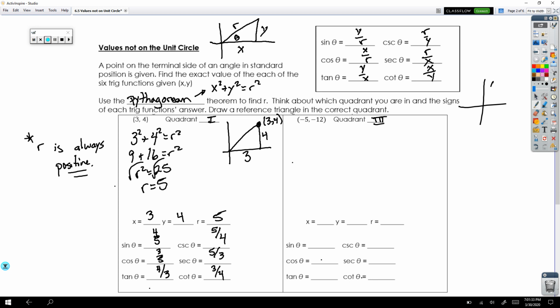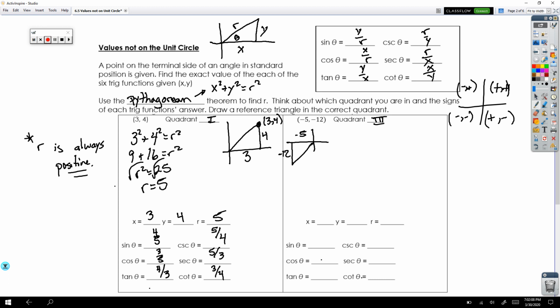Quadrant 1, we have positive, positive. Quadrant 2, negative, positive. Quadrant 3 is negative, negative. And quadrant 4 is positive, negative. Okay. So quadrant 3, negative, negative. Start by drawing our triangle here in quadrant 3. So we have an x distance of -5, a y distance of -12.